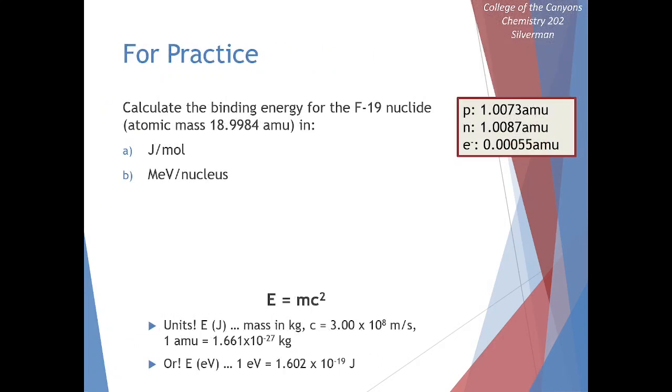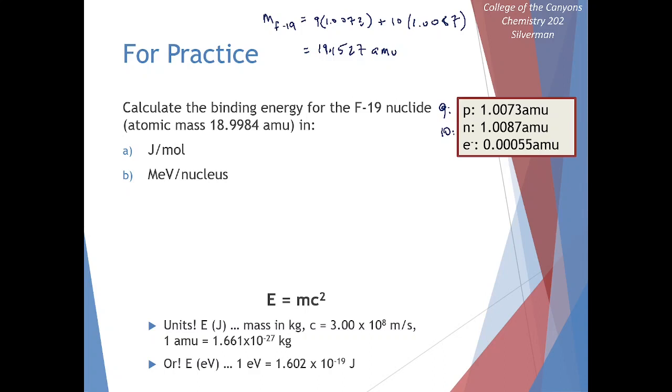Let's do an example problem together. Can we calculate the binding energy in our fluorine-19 nuclide, which has a known atomic mass of 18.998 AMUs, in all these different units? We can start by calculating our mass defect. The mass of our fluorine nucleus is going to be 9 of these protons and 10 of these neutrons. We expect our nucleus to weigh 19.1527 AMUs, but it only weighs 18.9984 AMUs.